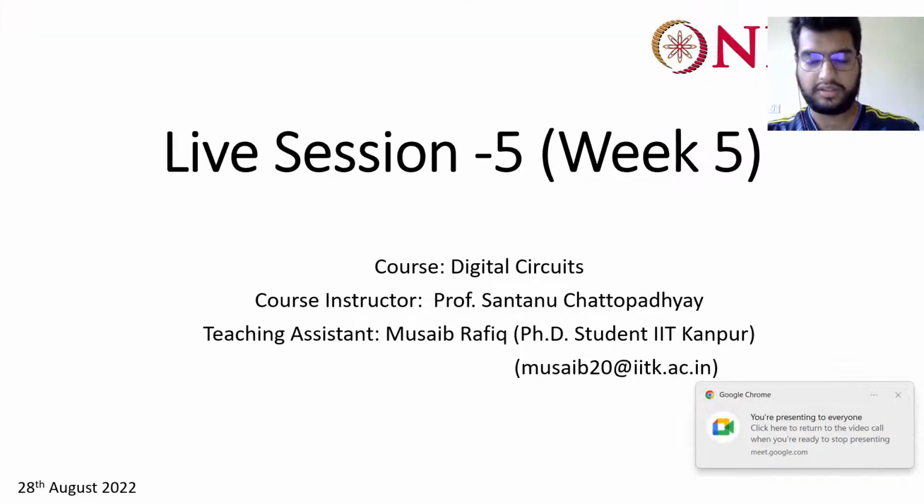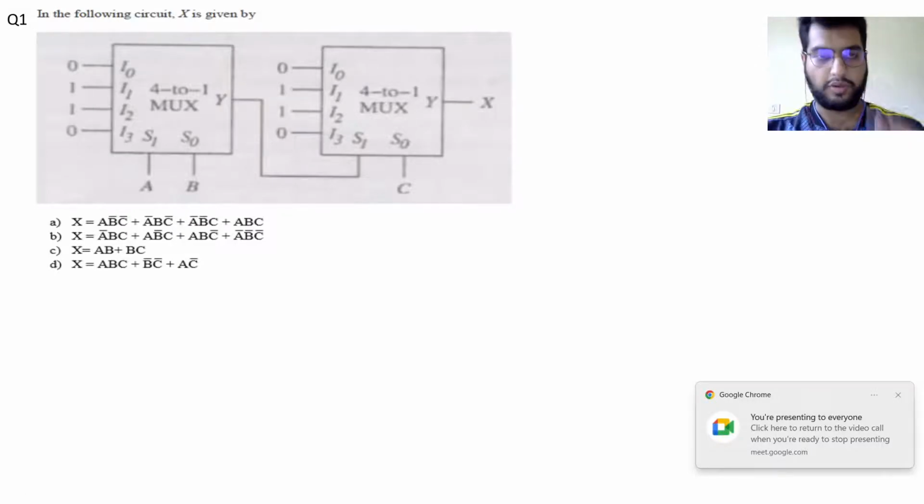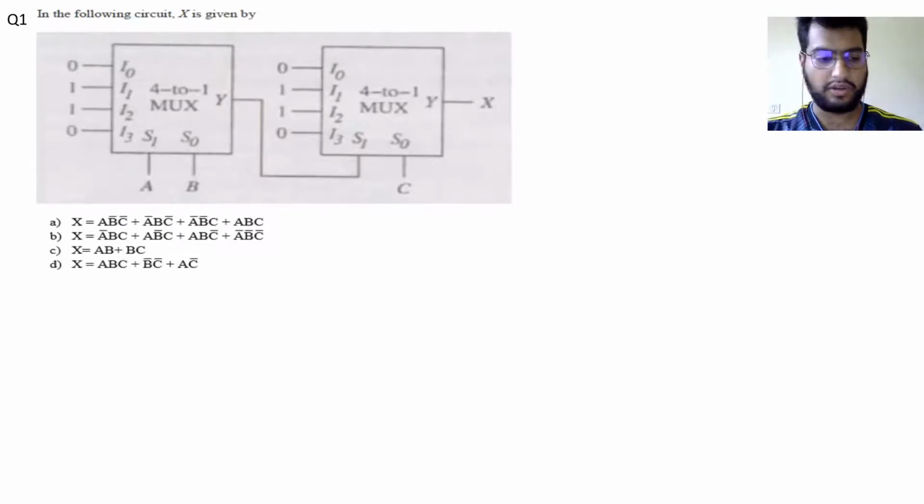So let's start. This is our first problem. In this tutorial, we'll be dealing mostly with problems from mux, decoders, BCD addition, excess codes, and all. It states that in the following circuit, X is given by. Here we have a 4 is to 1 mux, and the output of this mux is connected to another 4 is to 1 mux, and we are required to find this X.